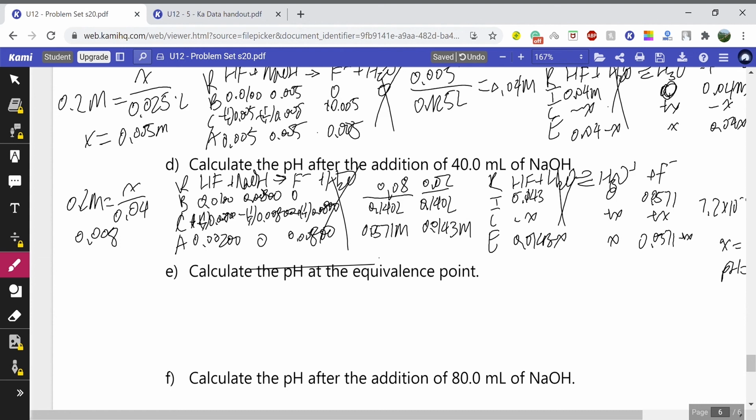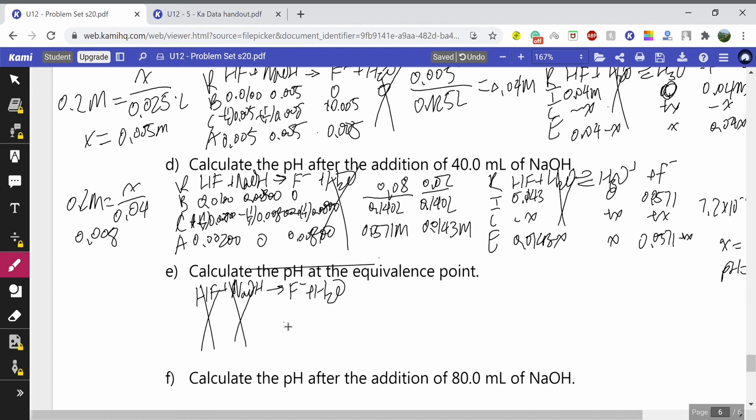Next we need to calculate the pH at the equivalence point. Remember, the equivalence point is when the moles are equal. When the moles are equal, HF plus NaOH makes F minus plus H2O. That means both of these will be completely used, because they have equal numbers of moles, forming F minus plus H2O.